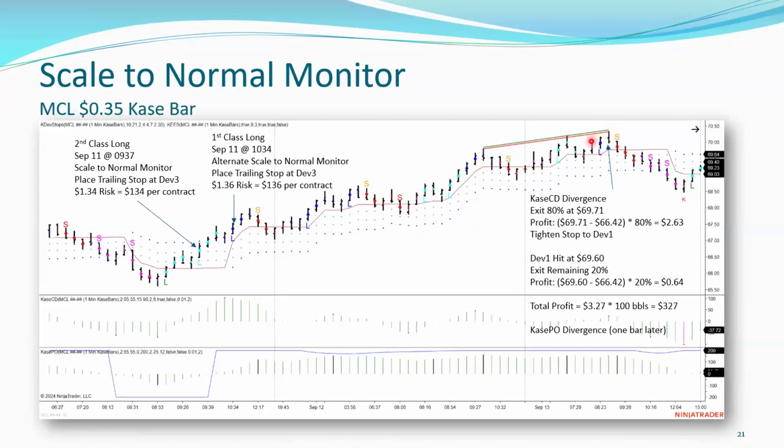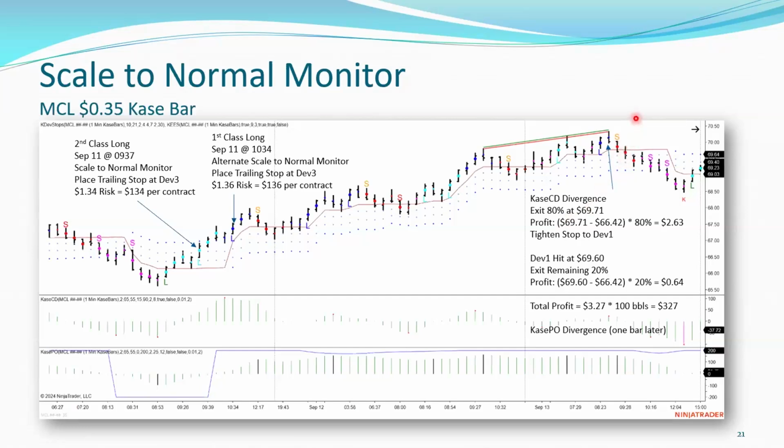But at that point, when we see that divergence, we can exit 80% of our trade if we're trading multiple contracts. If we're just trading one contract, I'm just out of the trade. And if we're trading multiple contracts and I get out 80%, I go ahead and tighten up my stop to dev 1, that first blue dot, for the remaining 20%. When dev 1's hit, I'm out of that remaining 20%.